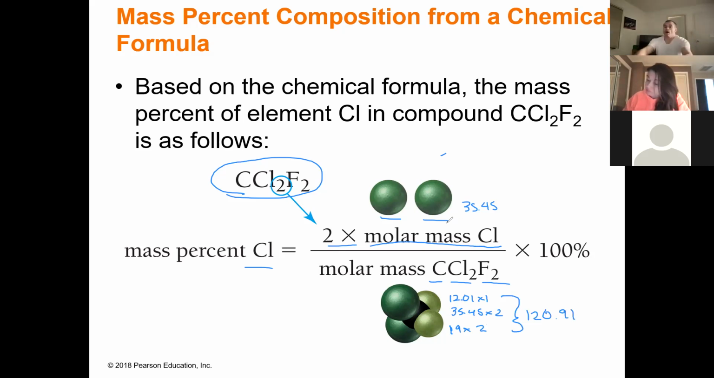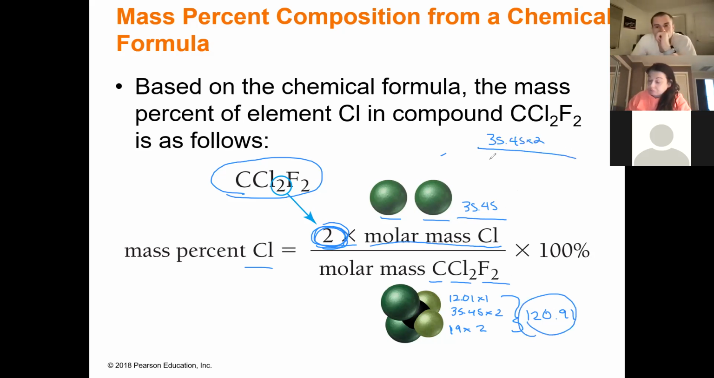120.91 roughly. Now, the biggest mistake I see with this is that people don't multiply it by the subscript. They don't multiply it by the 2. They'll just put the 35.45. Do not do that. That will not work out. So we want to take our 35.45 and multiply it by 2, divide it by the total, which is 120.91. And then at the end of the day, we multiply it by 100.